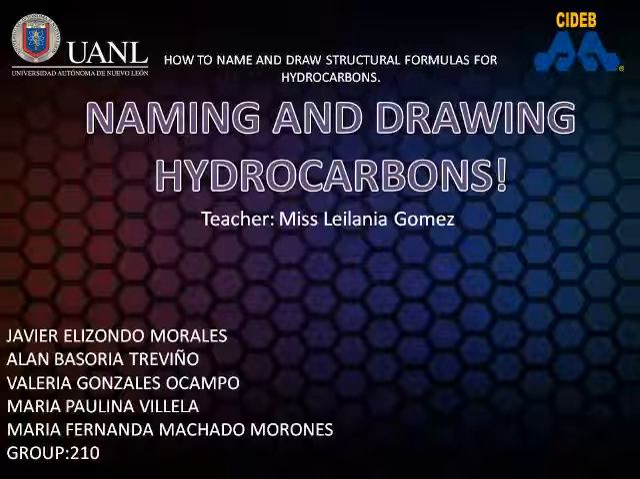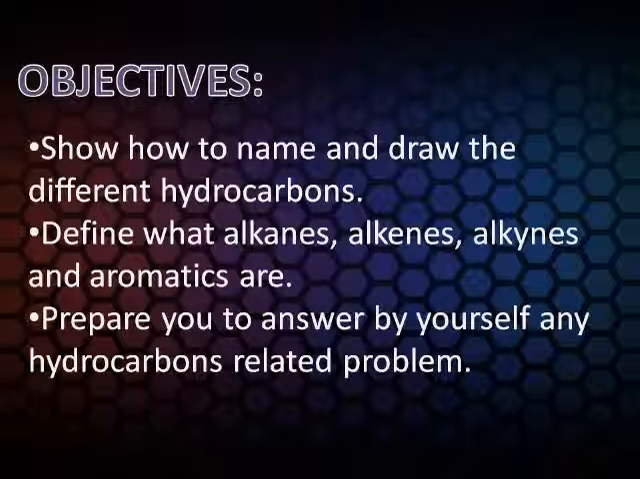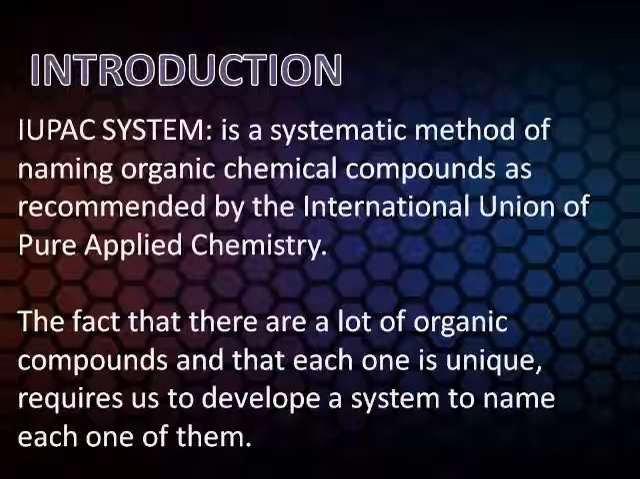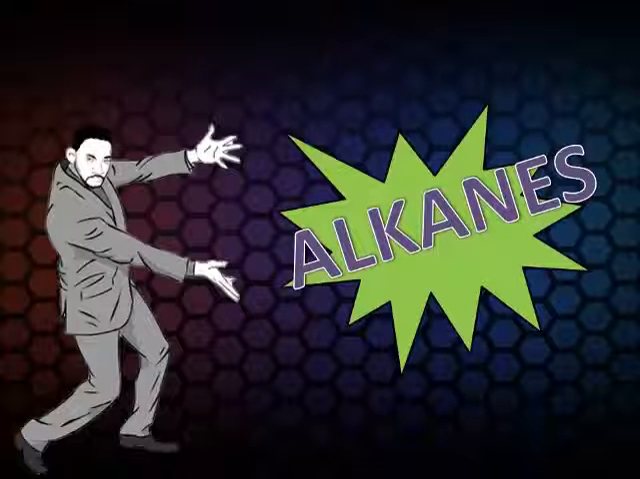Welcome to our video, naming and drawing hydrocarbons. A hydrocarbon is a substance consisting only of carbon and hydrogen atoms. Hydrocarbons are classified in 4 different types according to their structure: alkanes, alkenes, alkynes, and aromatics.